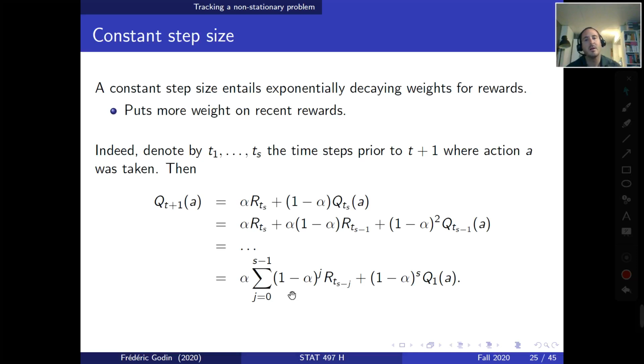A constant step size in the previous formula entails assigning exponentially decaying weights to rewards. Recent rewards will have exponentially more weight than rewards received long ago. Indeed, we can see that through the following recursion formula.